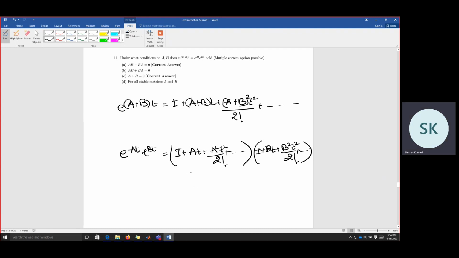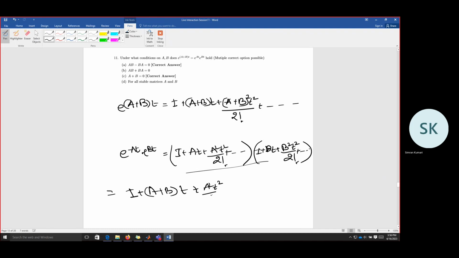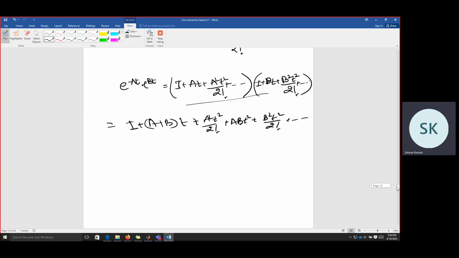Now what can we do? Just multiply this one. What we get is I plus (A plus B)t plus terms with t squared by 2 factorial, plus ABt squared plus B squared t squared by 2 factorial, and you get an extra term. So this has to be equal to these two.